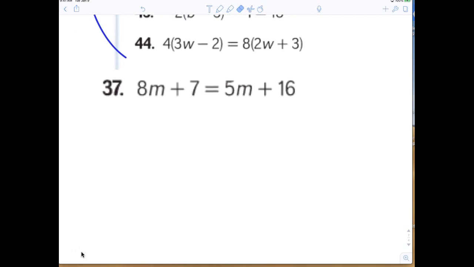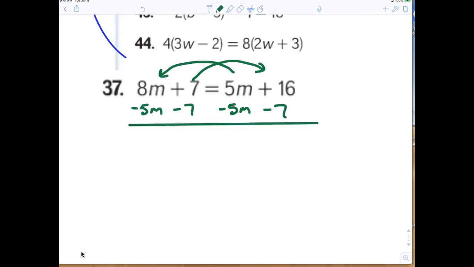Remember, variables go on one side, numbers go on the other. So I'm going to move the 5m over to the left, and I'm going to move the 7 to the right. When you move things, you have to do what to the signs? Change them. All right? So, minus 5m, minus 5m, minus 7, minus 7. Good job. So m equals 3.